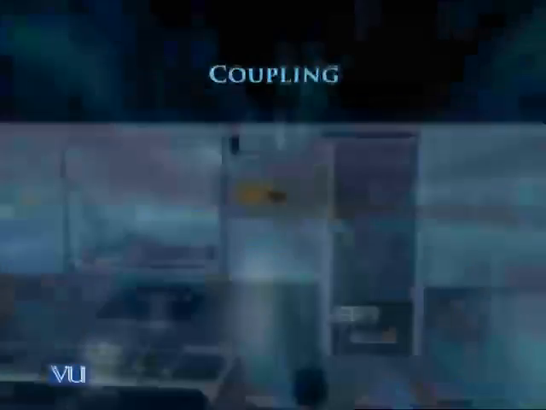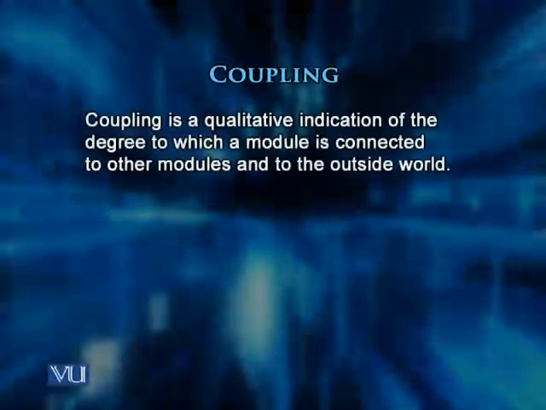Let's talk about yet another concept which is very important as far as the quality of software design is concerned, and that is coupling. Coupling is a qualitative indication of the degree to which a module is connected to other modules and to the outside world. Cohesiveness, as we had just concluded discussing, deals with the inner strength of the module. Coupling, on the other hand, deals with how much one module is connected with other modules.